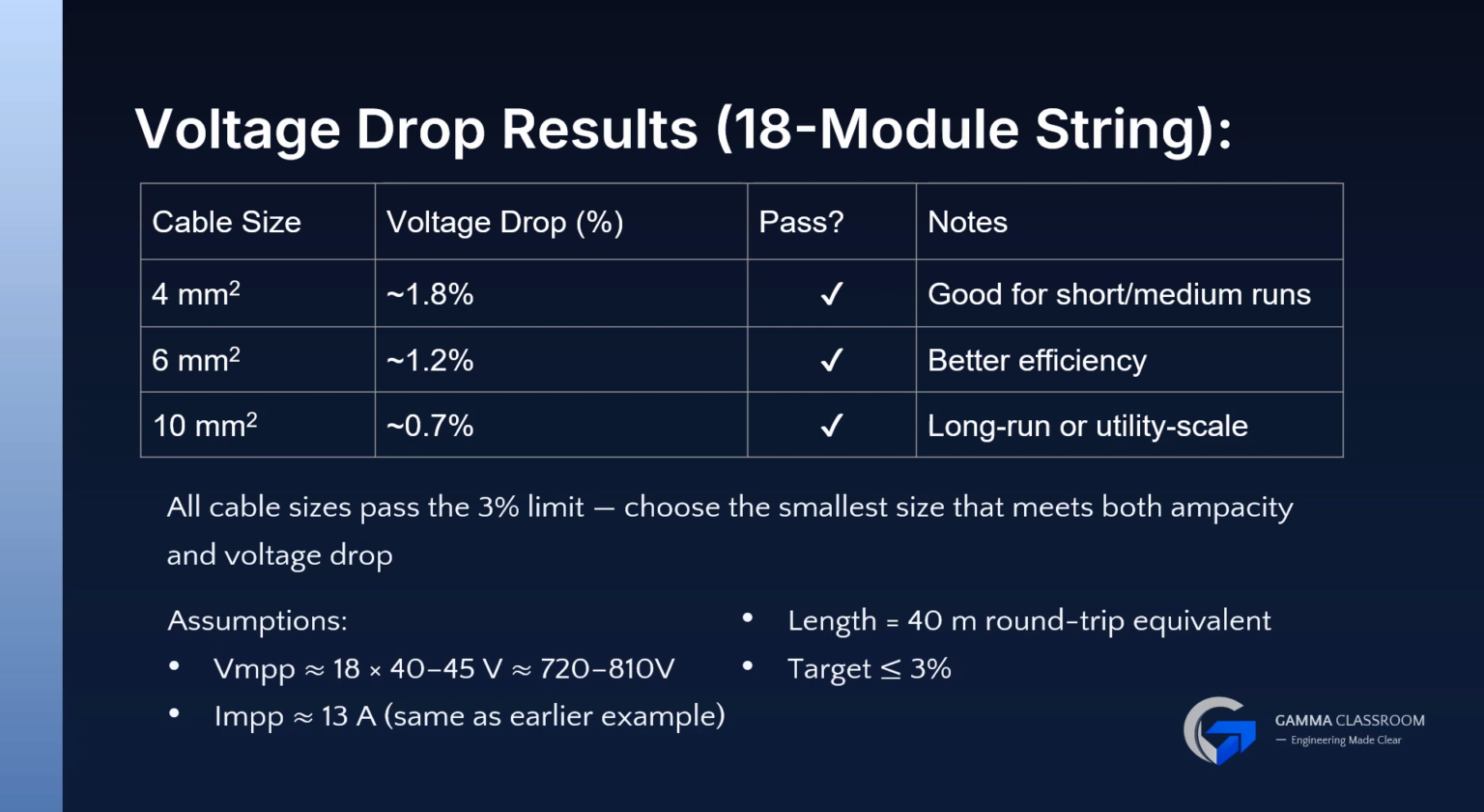And a 10 square millimeter cable brings the drop below 1%, ideal for long runs or utility scale systems. All three pass the 3% limit, so we can choose the smallest cable that meets both the ampacity and voltage drop requirements.